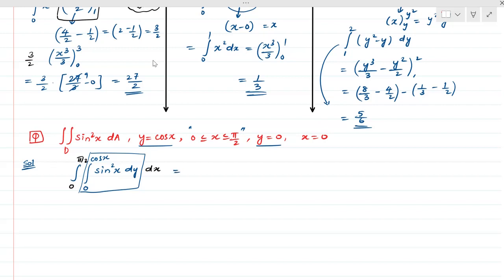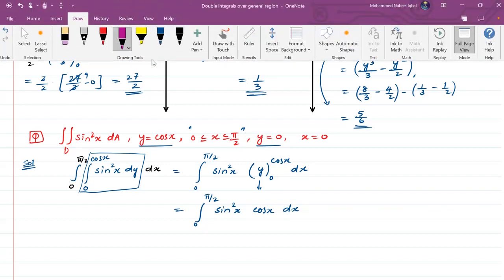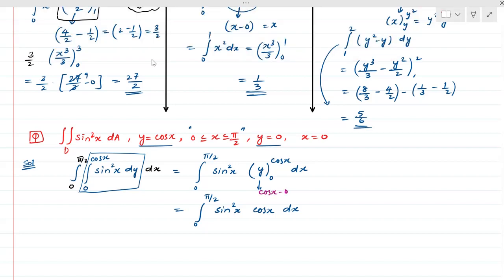You can write this as the integral 0 to pi over 2 of sine square x, which is a constant, so you will get y only, y from 0 to cosine x, dx, because it is a constant when you integrate with respect to y. So what is the limit substitution here? You will get cosine x. So integral 0 to pi over 2 sine square x, cosine x minus 0, which is cosine x, into dx.